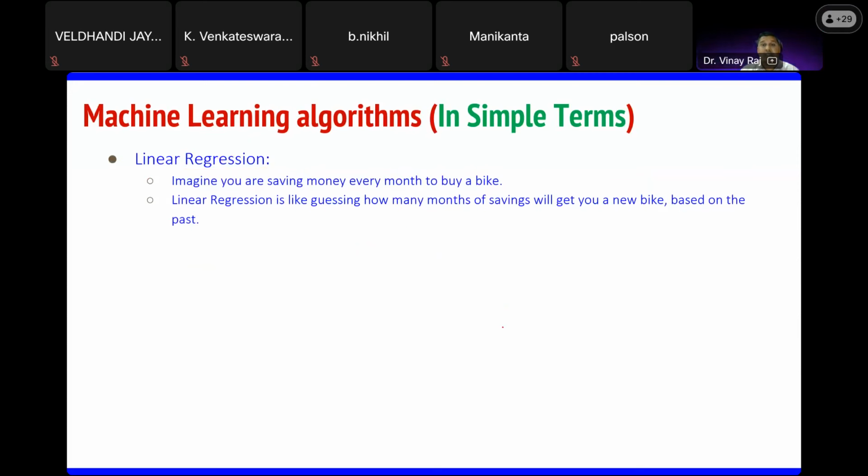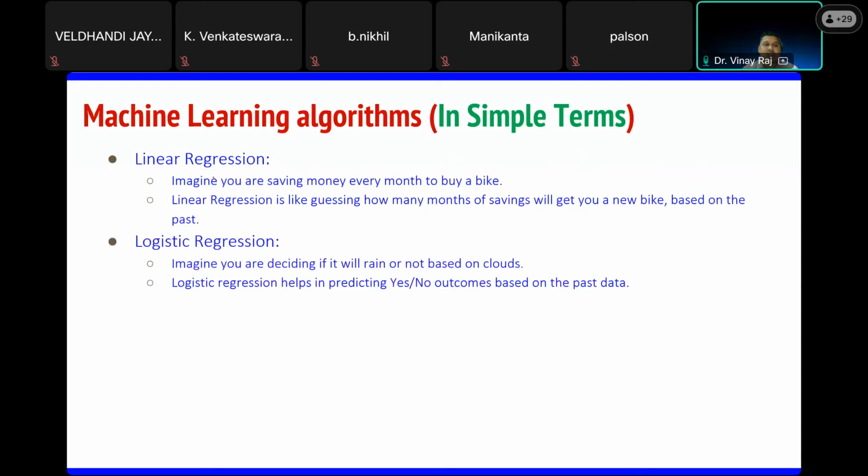So when I say regression, you assume it's a machine learning model which helps in prediction. Okay, next, logistic regression. What is the difference between linear regression and logistic regression? Imagine you are deciding if it will rain or not based on the clouds. This logistic regression will help us in predicting yes or no outcomes.